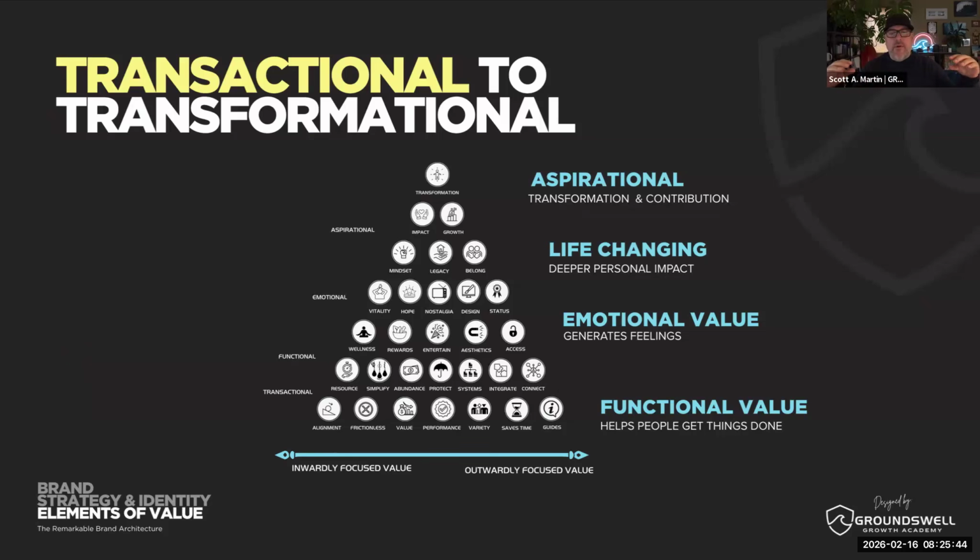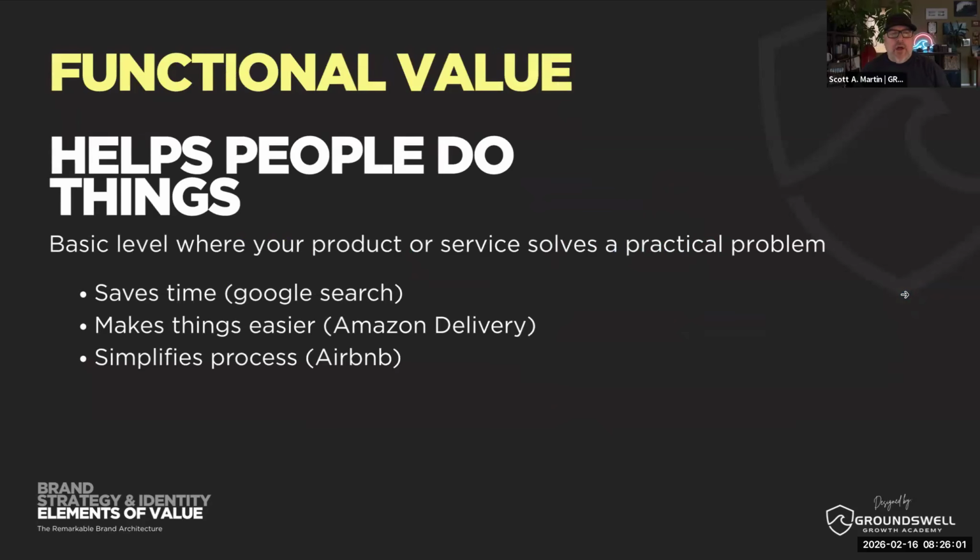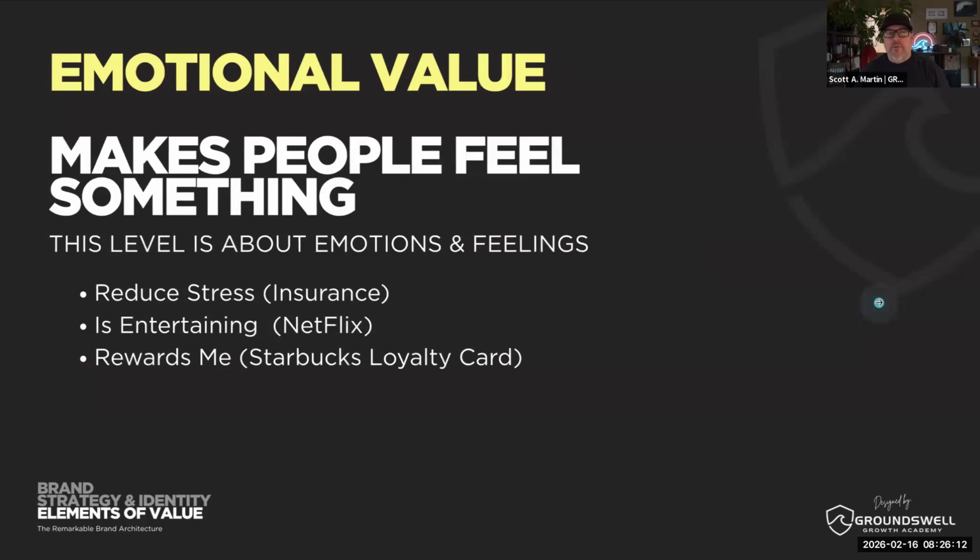So the functional value, then emotional value, which generates feelings, life changing, which is about deeper personal impact, and aspirational, which is transformation and contribution, something bigger than ourselves. It's going from transactional value to transformational value. So functional value helps people do things. It's the basic level where your product or service solves practical problems. So save time like Google search, or make things easier like Amazon delivery, or simplify a process like Airbnb.